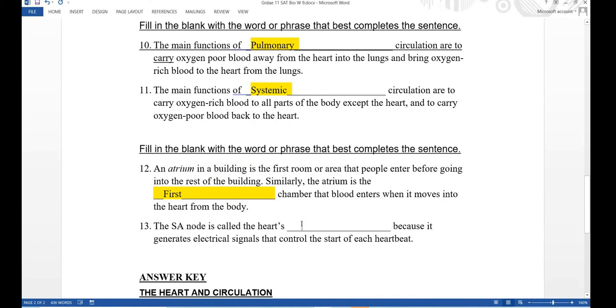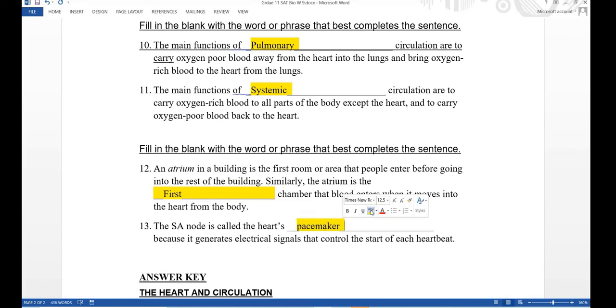Okay, 13, the SA node is called the heart's dash because it generates electrical signals that control the start of each heartbeat. What is it called? It is called the pacemaker, right? We read in our topic that it is known as the pacemaker, which stimulates the contractions in the two atria.